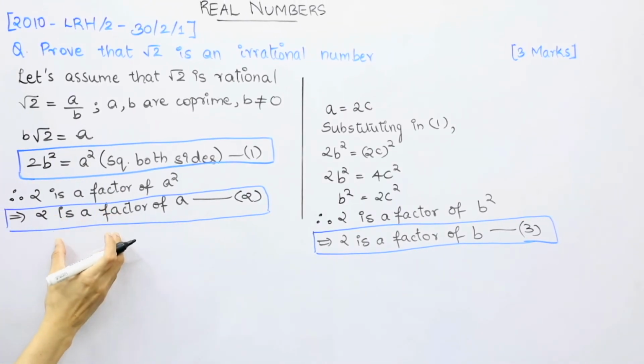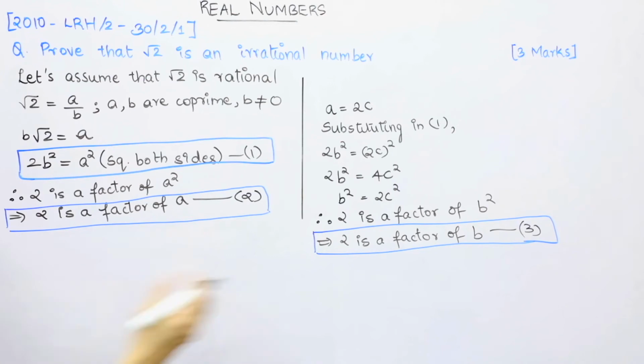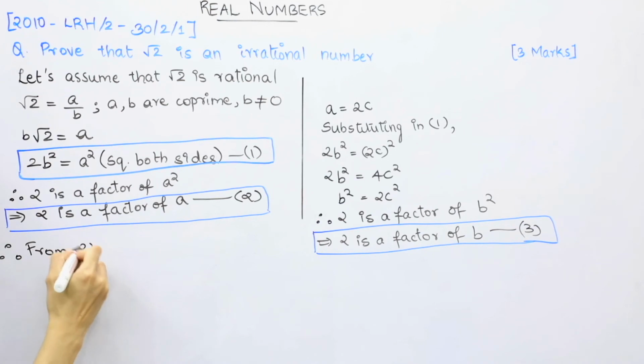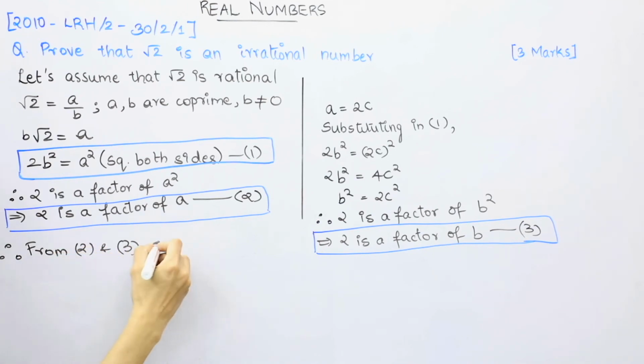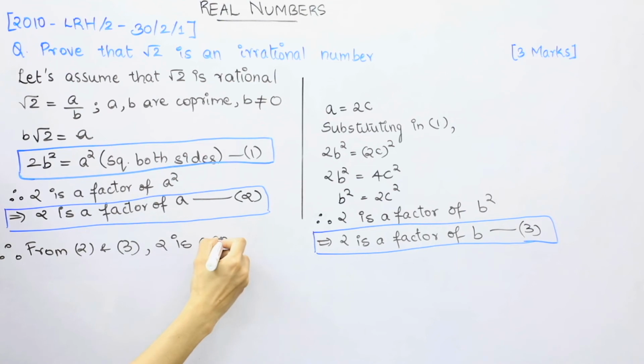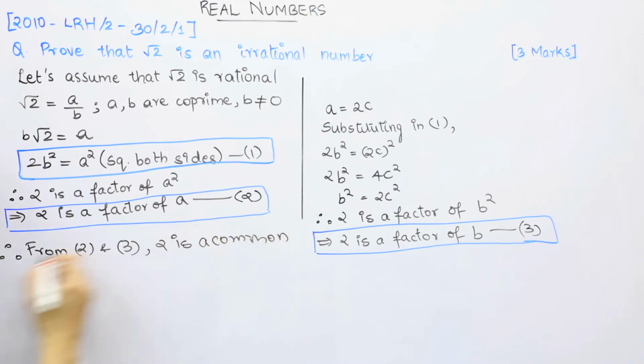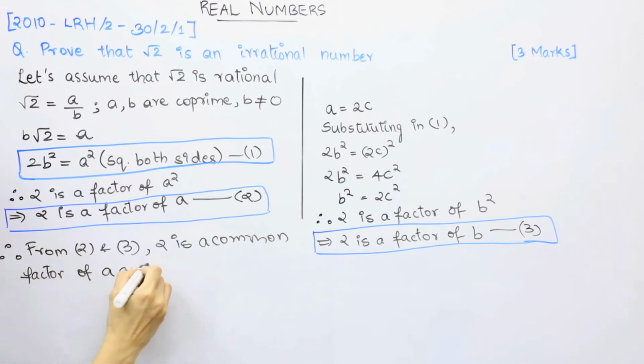From statement 2, we have 2 is a factor of a. And from statement 3, we have 2 is a factor of b, which means 2 is a factor of both a and b. Therefore from 2 and 3, 2 is a common factor of a and b. So from 2 and 3, we found that 2 is a factor common to both a and b. But we assumed initially that a and b are co-prime. So we've arrived at a contradiction here.